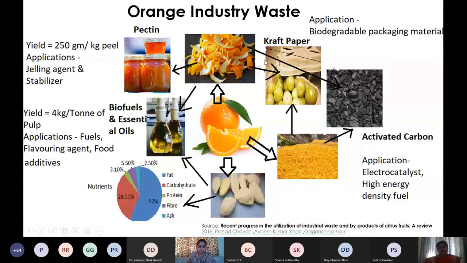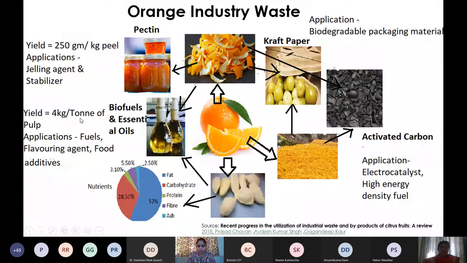Second, the rind also contains a lot of essential oil. Essential oils are oils which have a smell and can be used for various purposes. They have antifungal and antimicrobial properties. Citronin is the highest compound present in the peel, and from the peel you can get this essential oil. The yield is around 4 kg per ton of pulp.